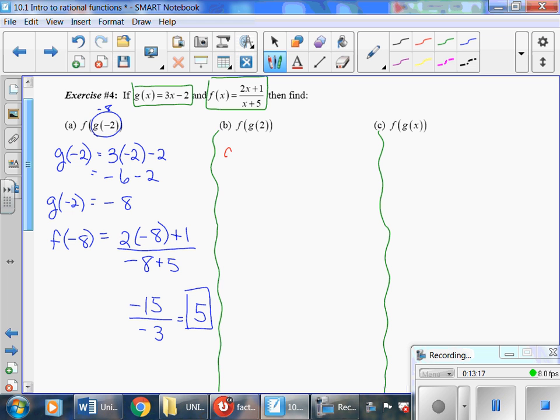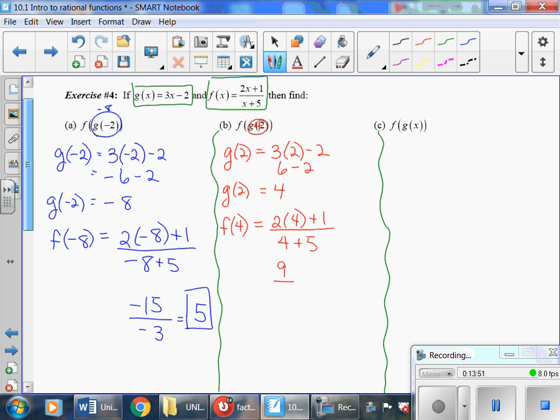So hopefully you started with g of 2, and that is equal to 3 times 2 minus 2, which is 6 minus 2, which is 4. So g of 2, and if it helps you, write it down, g of 2 is equal to 4. Now we're going to substitute 4. So I'm going to evaluate f of 4, which is equal to 2 times 4 plus 1 divided by 4 plus 5, which is 8 plus 1, which is 9, over 4 plus 5, which is 9, which is equal to 1.